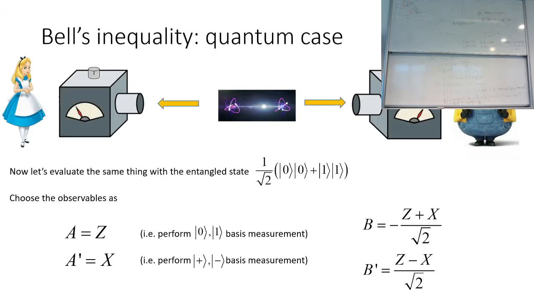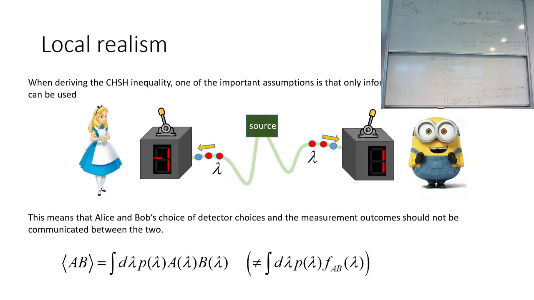What they couldn't do is say, okay, this time it's red, and then phone each other up and say, let's do this. They are not allowed to do that, because that would not have this form of just the product of these observables for each case.